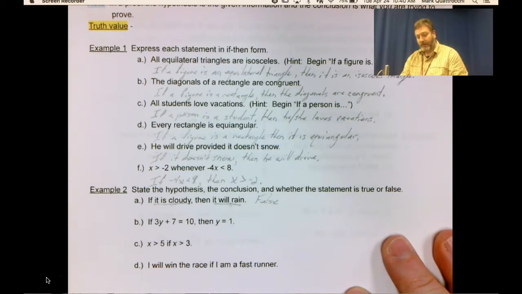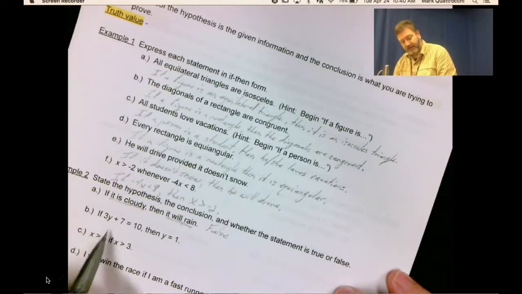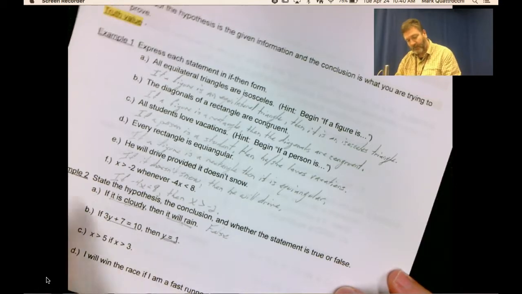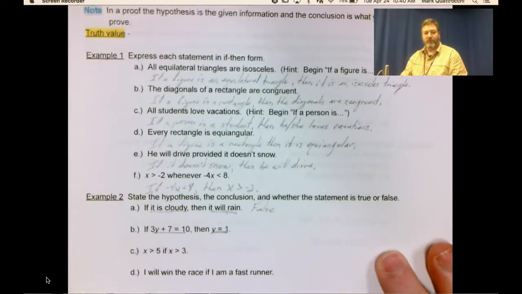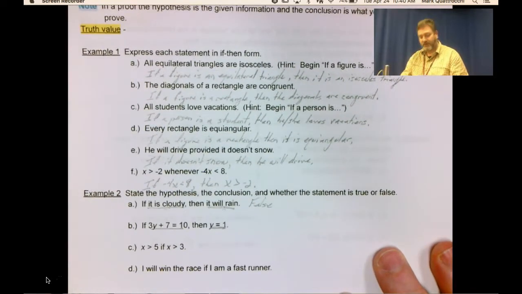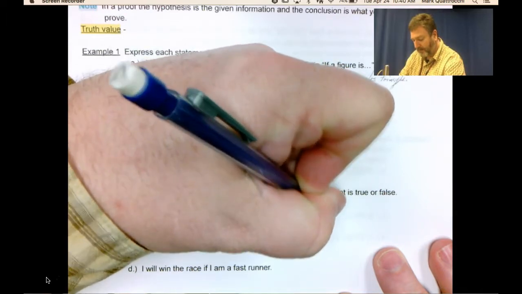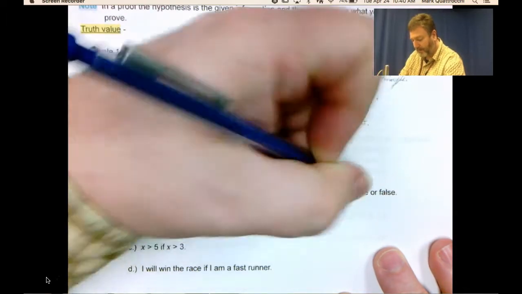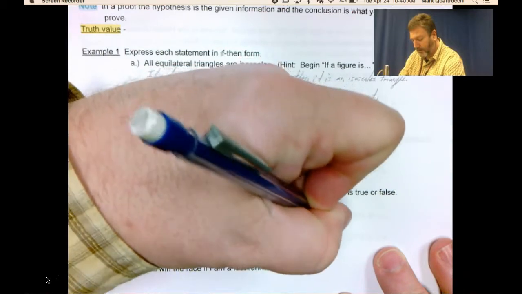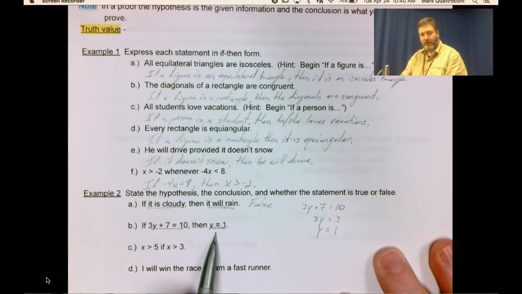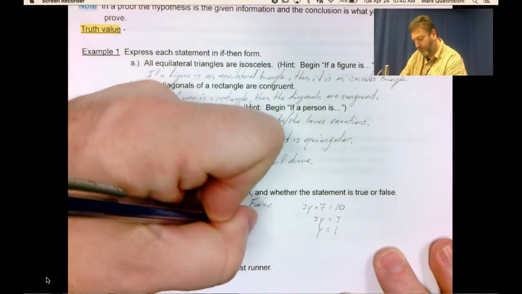All right. Part B, hypothesis, conclusion, and true or false. Well, to figure out if it's true or false, let's do a little bit of algebra. 3y plus 7 equals 10. 3y equals 3. y equals 1. True.